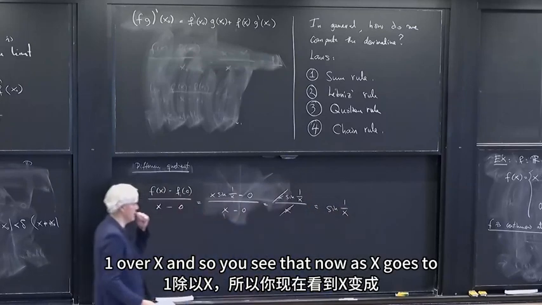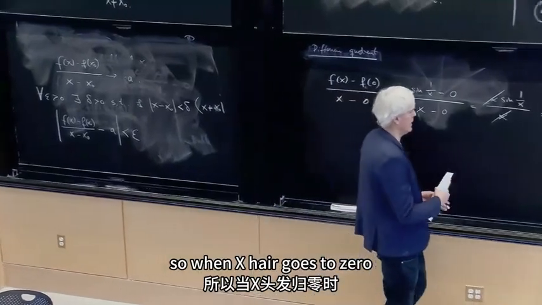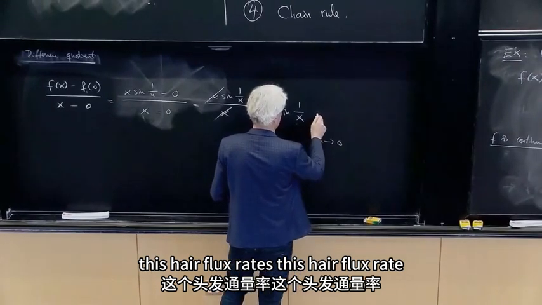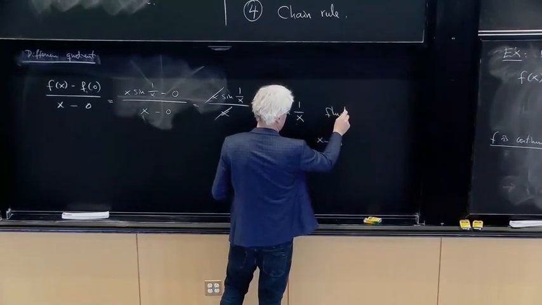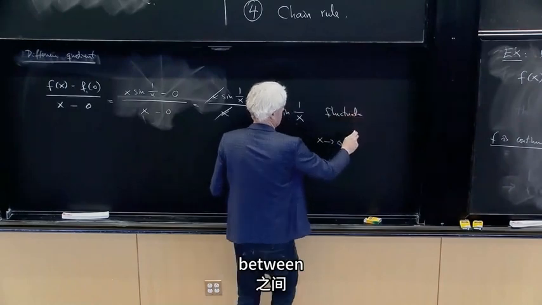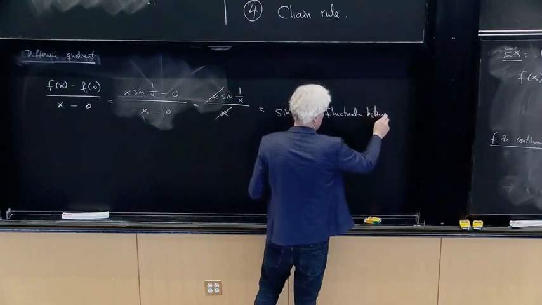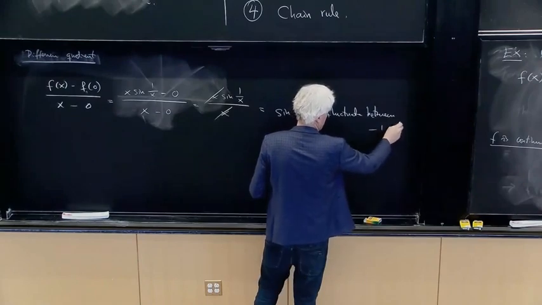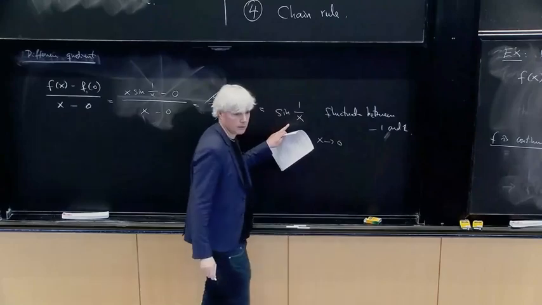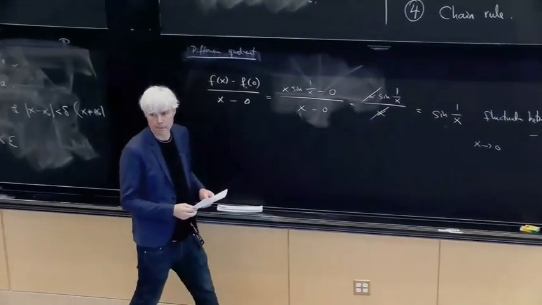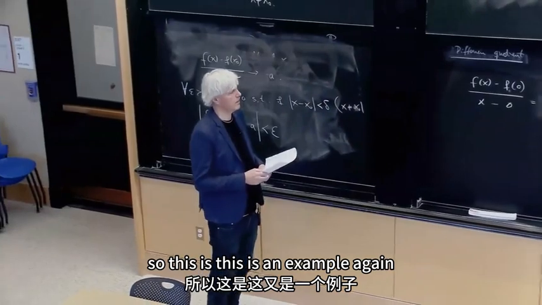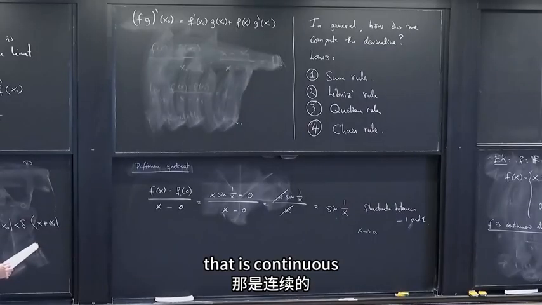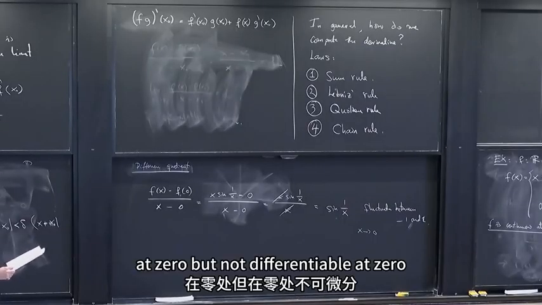And so you see that when x goes to 0, this fluctuates between -1 and 1. But it doesn't have a limit, right? Because it's fluctuating wider and wider. So this is another example of a function that is continuous at 0, but not differentiable at 0.